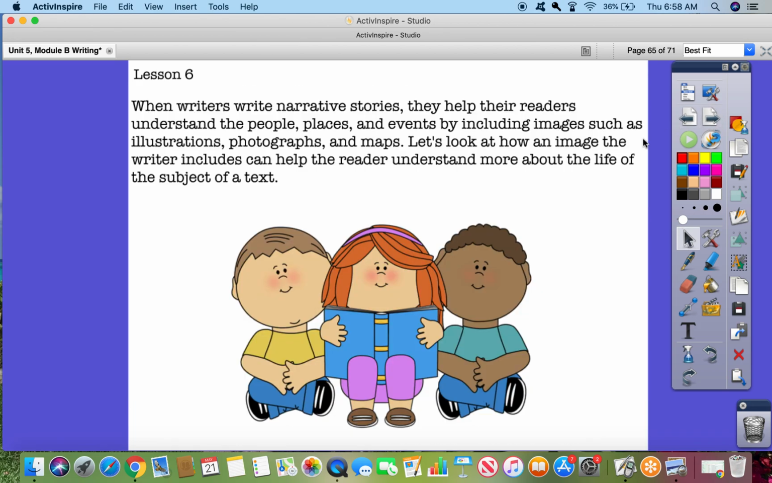When writers write narrative stories, they help their readers understand the people, places, and events by including images such as illustrations, photographs, and maps. Let's look at how an image the writer includes can help the reader understand more about the life of the subject of a text.